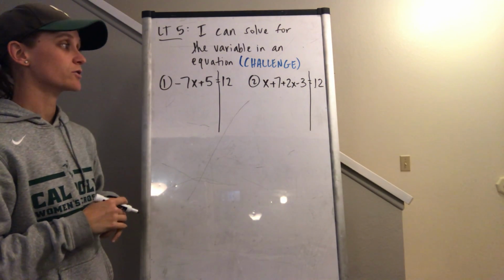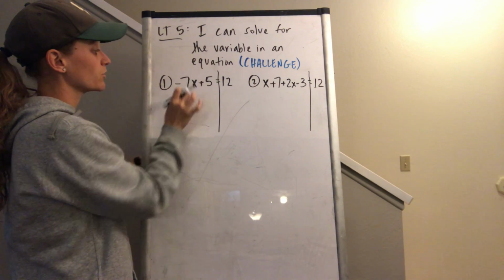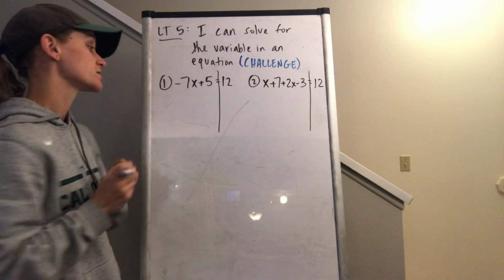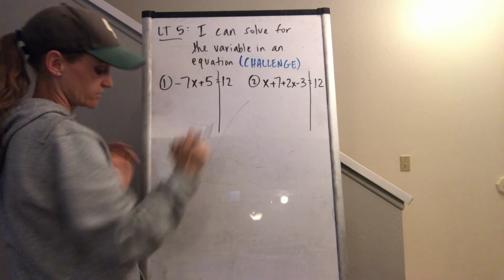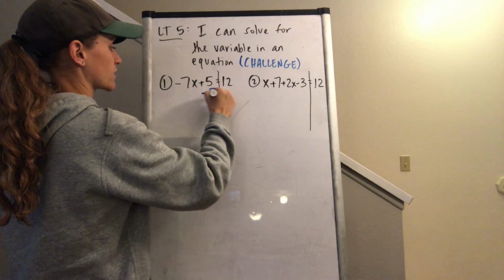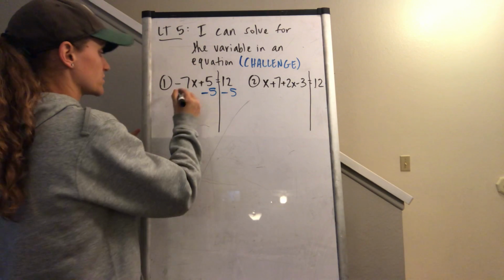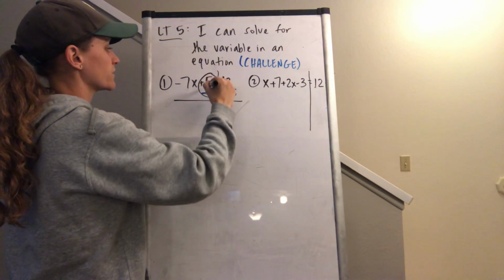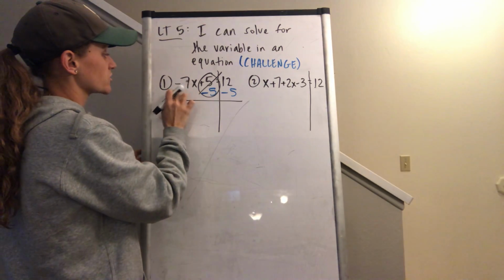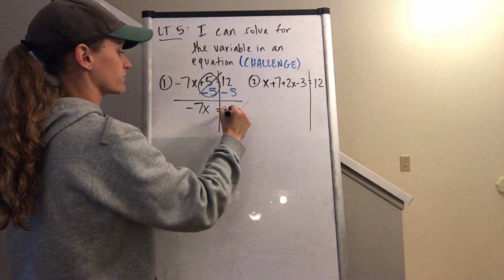So remember the goal is to get x all by itself. On this one, remember you want to move the units over to the other side first, and it's always about opposite operations. Because this is plus 5, the opposite of adding 5 is subtracting 5. So I subtract 5 and subtract 5. And so I end up with a 0 pair here, and that's the goal, is you want to just keep canceling out the units until they go away. So I have negative 7x equals, and 12 minus 5 is 7.